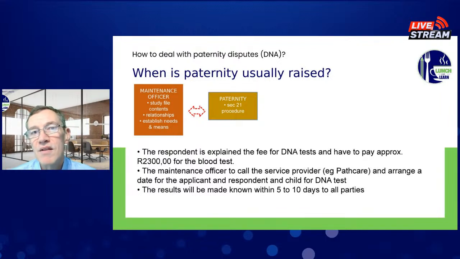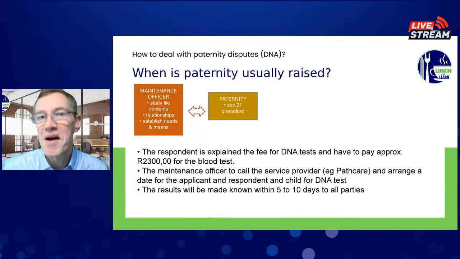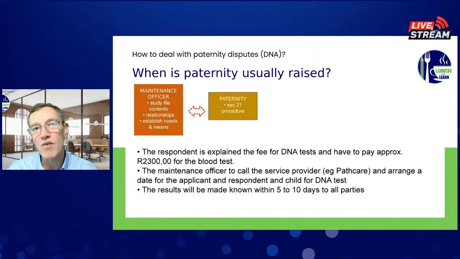He could have done that during the Section 6 inquiry, which is ultimately why we have the Section 6 inquiry, in order to investigate and to get all the information ready for the maintenance officer or the maintenance court to make an informed decision with regards to maintenance. But usually during the Section 6 inquiry, it is the father that would dispute paternity, and then the maintenance officer would explain to him that there's a cost involved. And the cost at this stage, as of today's date, was about 2,300 Rand.